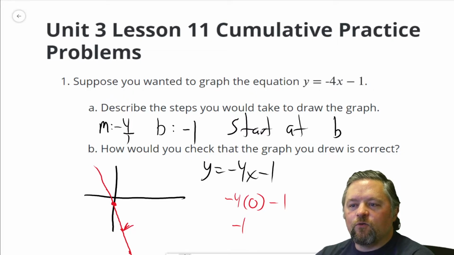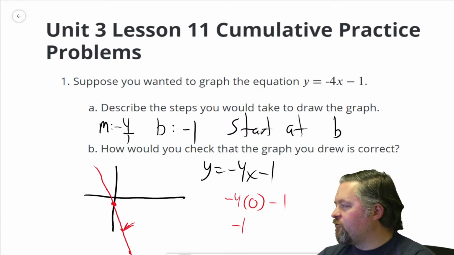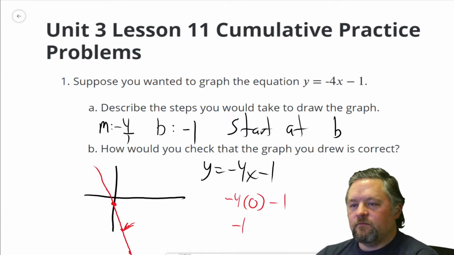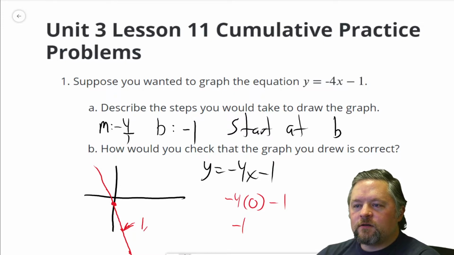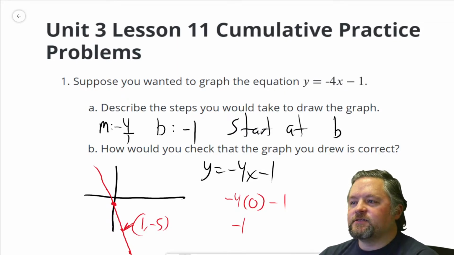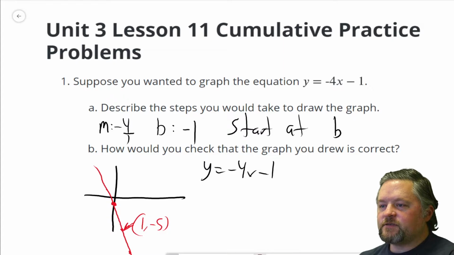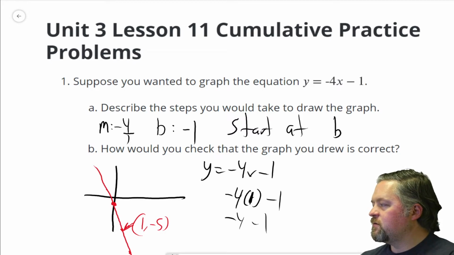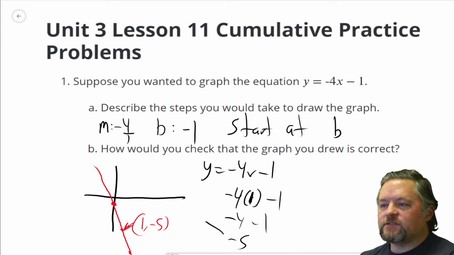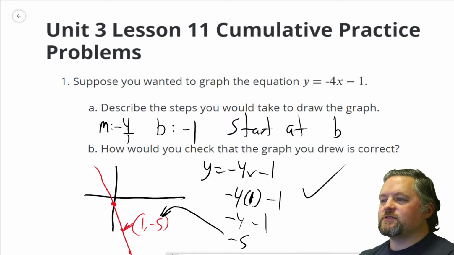Now let's check another point. This point right here, especially if I did it with nice graph paper, would be the point (1, negative 5). So let's plug that in and see. Substitute 1 into x. Negative 4 times 1 is negative 4. Minus 1. Negative 4 subtract 1 is negative 5. Does that work? Yes, it does. Yes, that graph is correct.